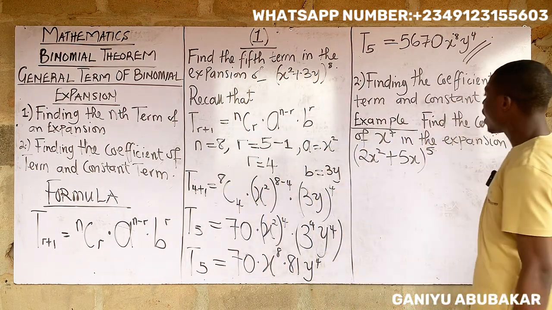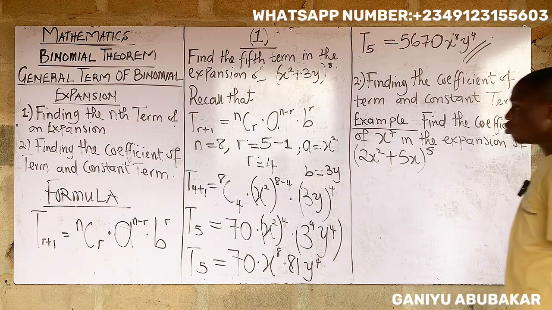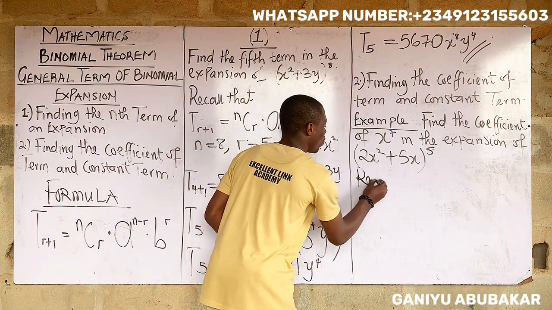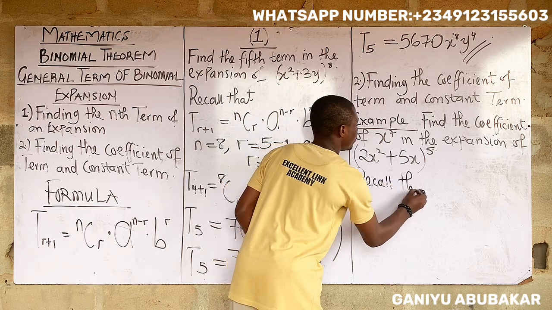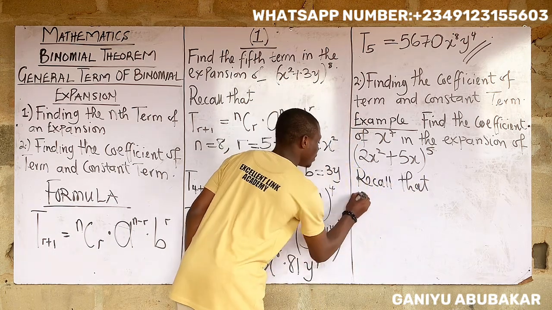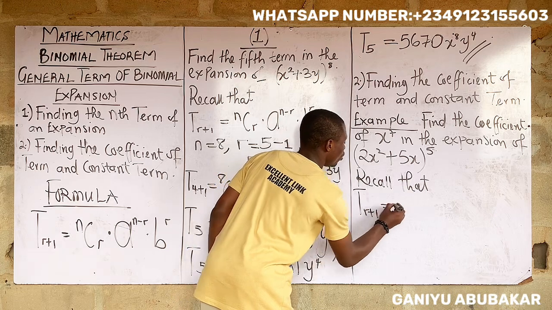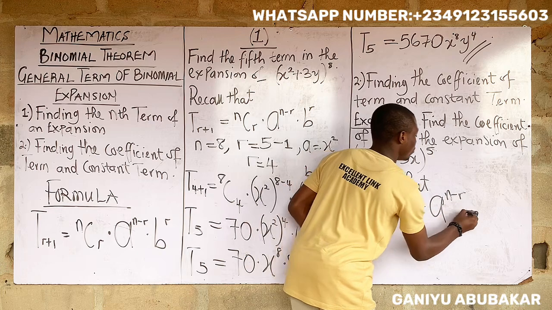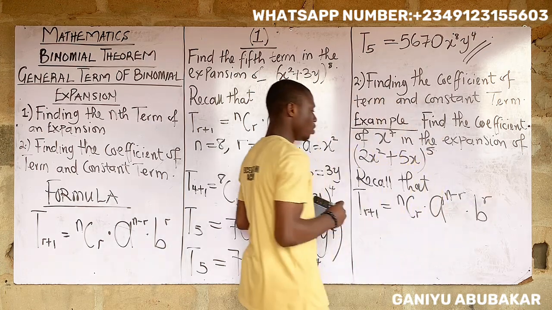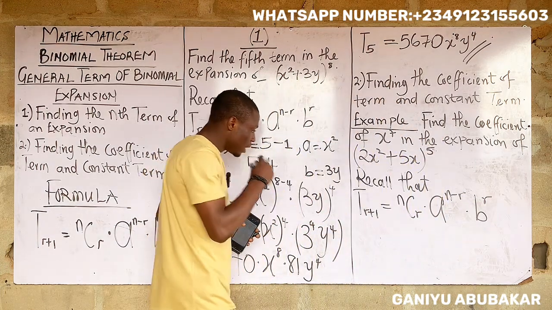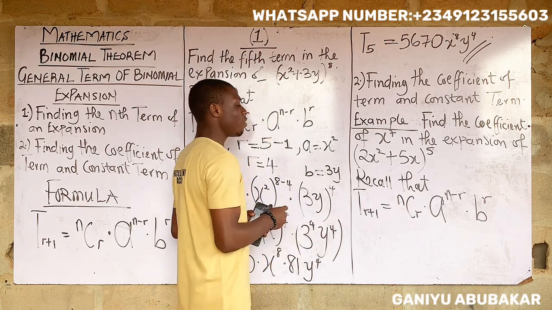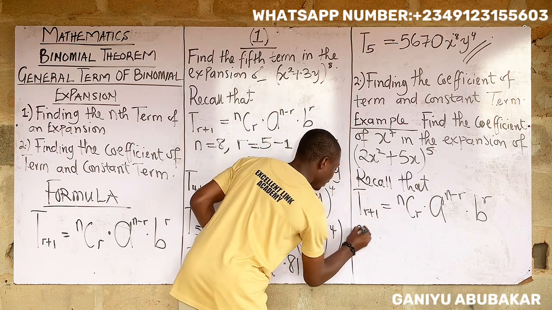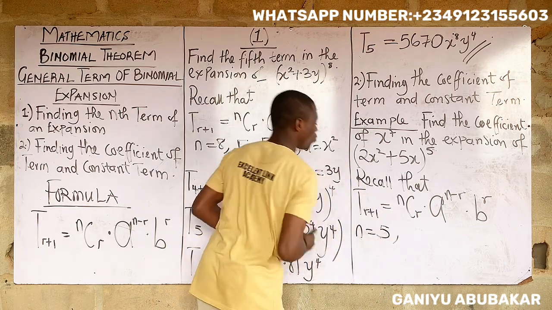So let's do this, please. How do you get this done? We said the task is simple. We are still applying the same formula, right? So recall at this point that T r plus 1 equals n combination r dot a to the power n minus r dot b to the power r. Listen up, let's get n, r, a, and b. We said to get your n, it is the power. So my n equals 5, no problem.